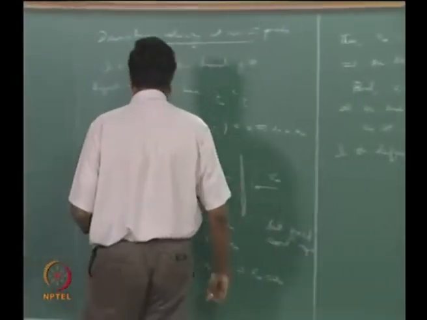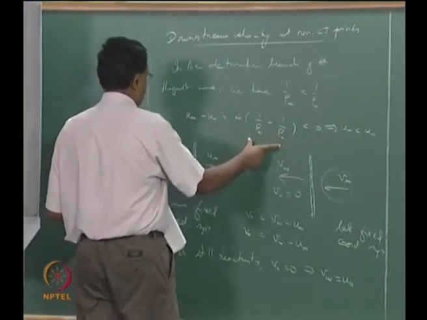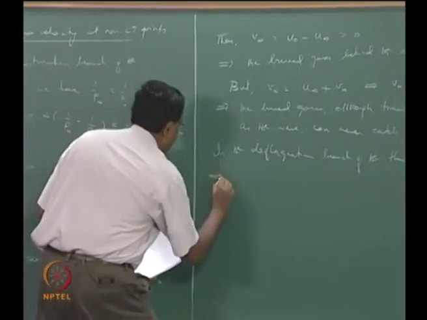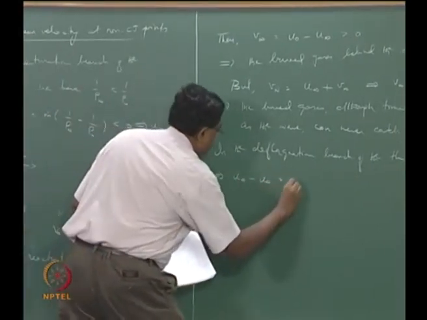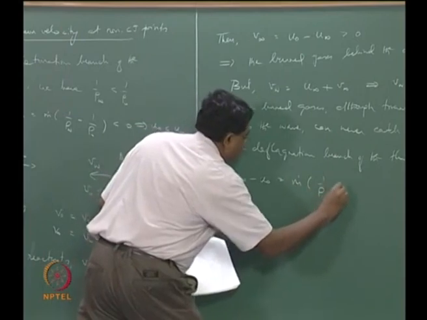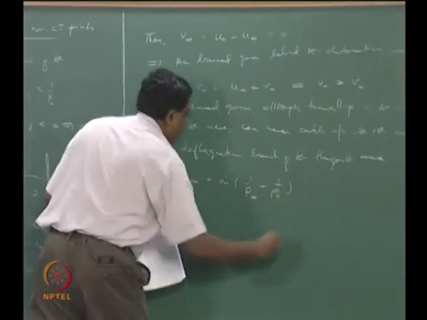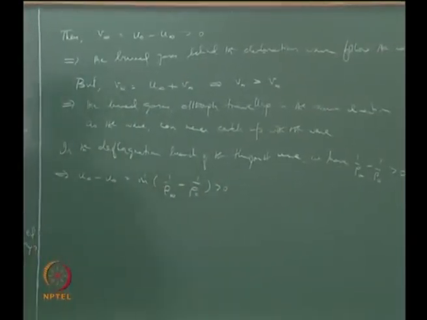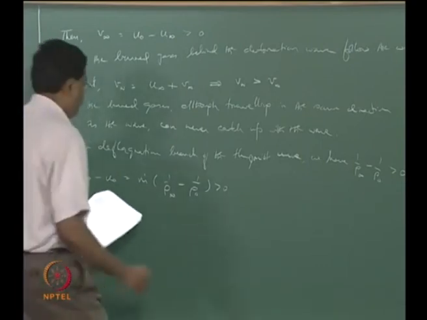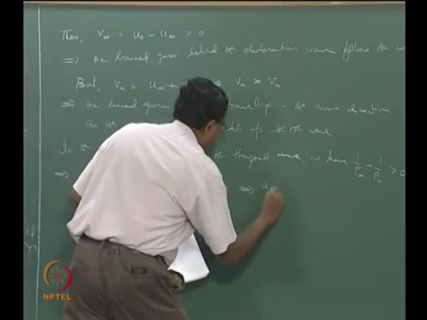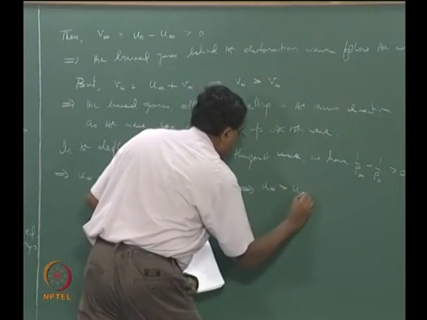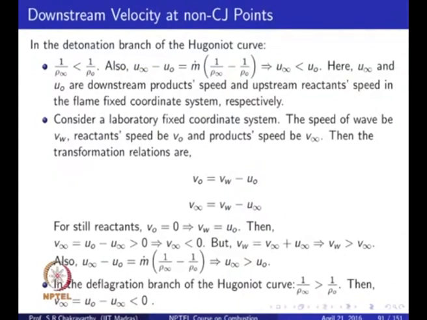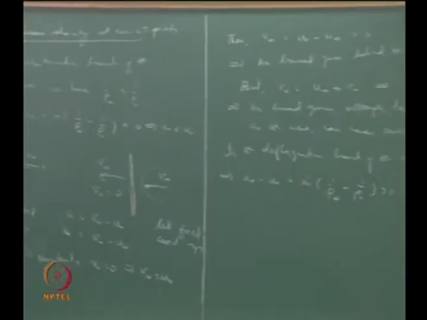Therefore, if you now have 1 over rho infinity minus 1 over rho naught greater than 0, then u infinity minus u naught equals m dot times (1 over rho infinity minus 1 over rho naught), which is greater than 0, right. So u infinity is greater than u naught. That is no news. In the wave fixed coordinate system we know that the product flow is getting accelerated when compared to the reactants.